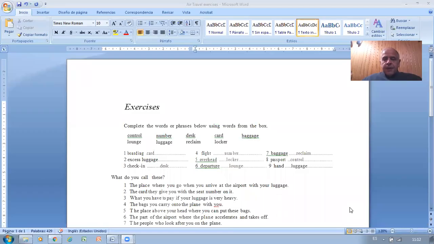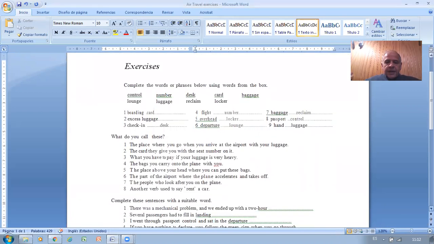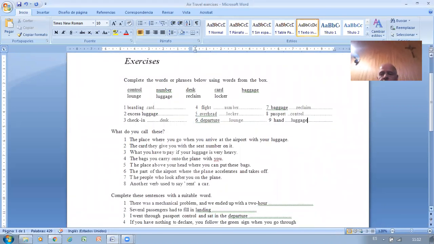All right. This is the first part of this exercise. What do you call this? The place where you go when you arrive at the airport with your luggage. Okay, and here you have the answers. It's the check-in desk. When you arrive at the airport with your luggage, you go to the check-in desk to weigh your luggage and to present your passport.